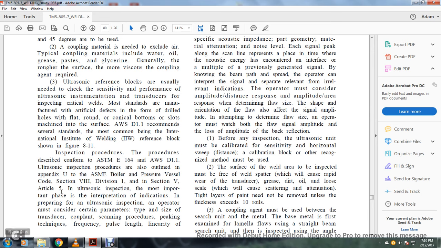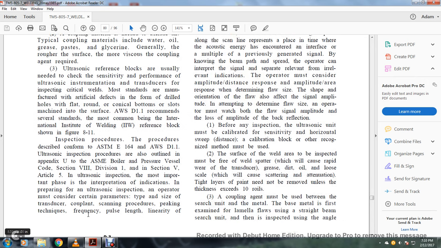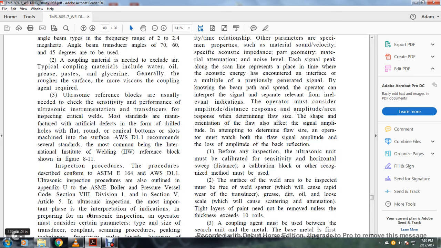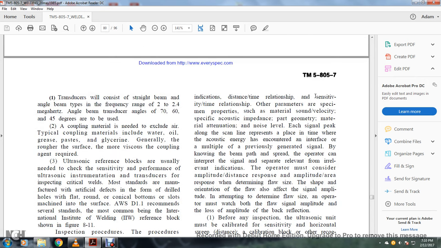The most important phase of ultrasonic inspection is the interpretation of the indications. In preparation for ultrasonic inspection, the operator must consider certain parameters: type and size of transducer, couplant, scanning procedure, peaking techniques, frequency, pulse length and linearity of the indication, distance-time relationship, sensitivity, and the relationship of other parameters, as well as specimen properties such as material, sound velocity, specific acoustic impedance, and geometry.